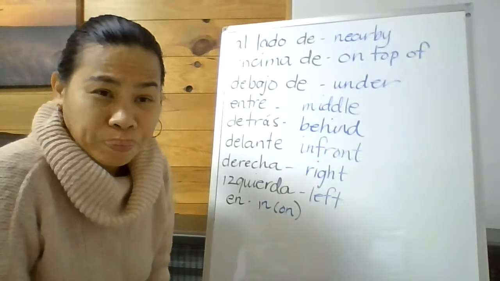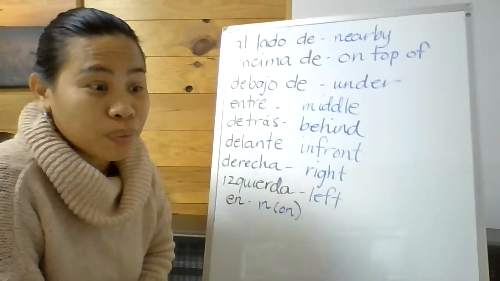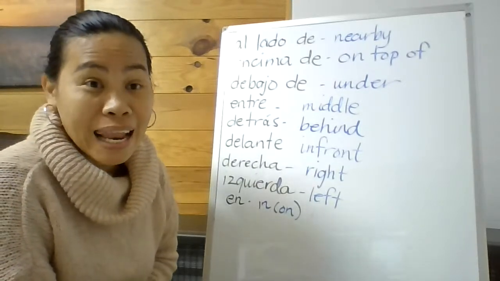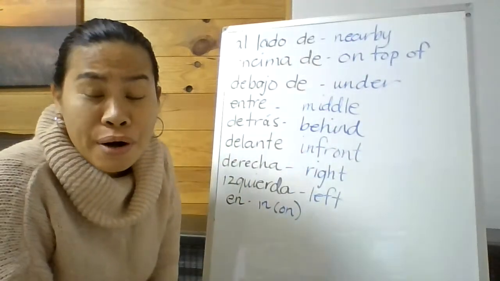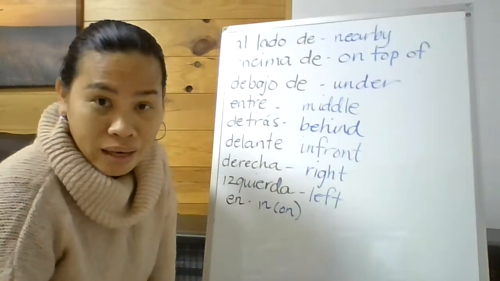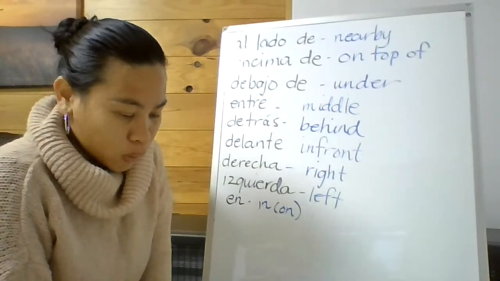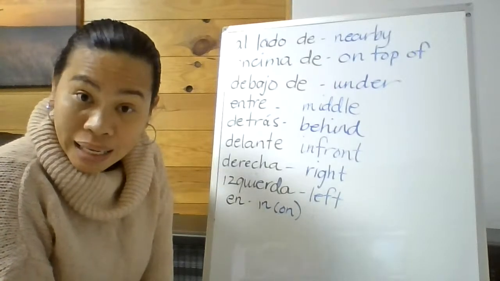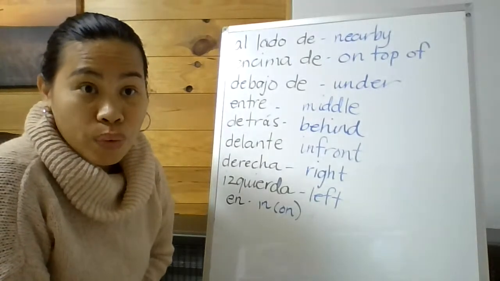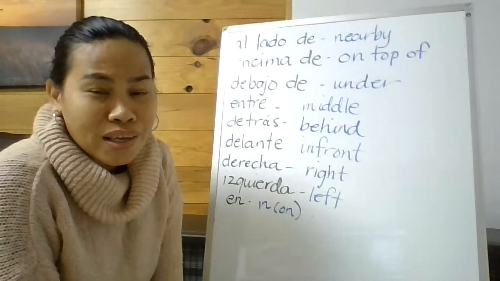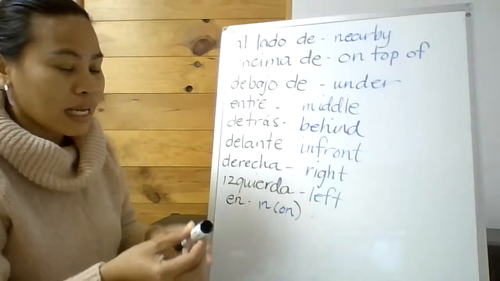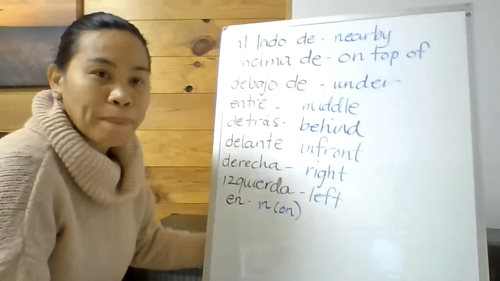Okay, so again, let's start with these words. For example, al lado de. Al lado de means nearby. So, for example, if you want to ask for a bank or a shop, you can say al lado de. In English, al lado means nearby. In Tagalog, nearby is malapit sa.